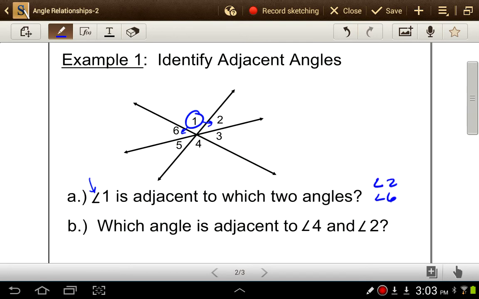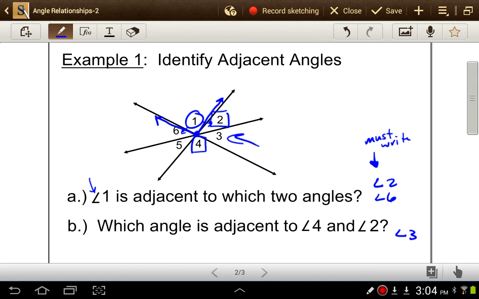Do not forget to put your angle symbols in front when you're talking about angles so that we know it's an angle. Angle 2, angle 6. Those are the 2 that it's sharing. It shares the vertex, and it shares a common side. That's for angle 2, and the common side there for angle 6. And B, which angle is adjacent to angle 4 and angle 2? Here's angle 4, and here's angle 2, which means there's only one angle that's adjacent to both of them, and that's angle 3. It's the one that's in between them, and they're adjacent. So that's how you find adjacent angles.